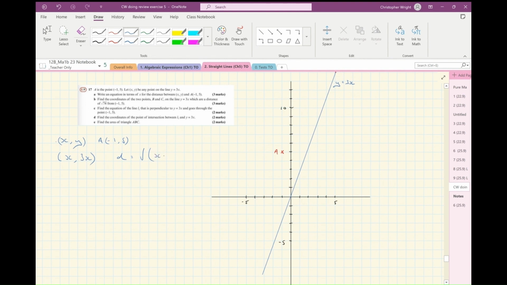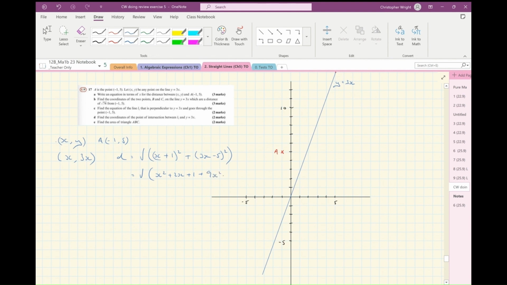x minus minus 1 is x plus 1 squared, plus the difference in my y-coordinates, 3x take away 5 squared. Now I can simplify that, of course. So that's going to be the square root of, multiply out my x plus 1 squared, x squared plus 2x plus 1, and multiply out my 3x minus 5 squared, don't mess it up.